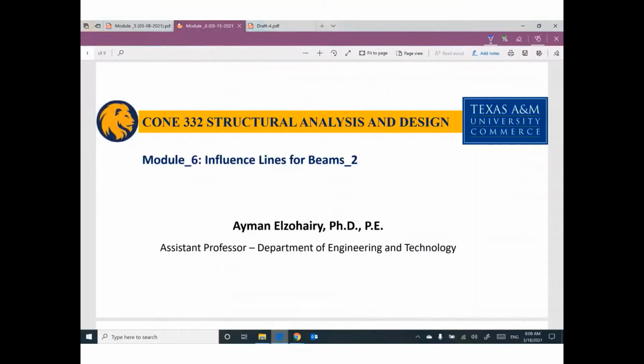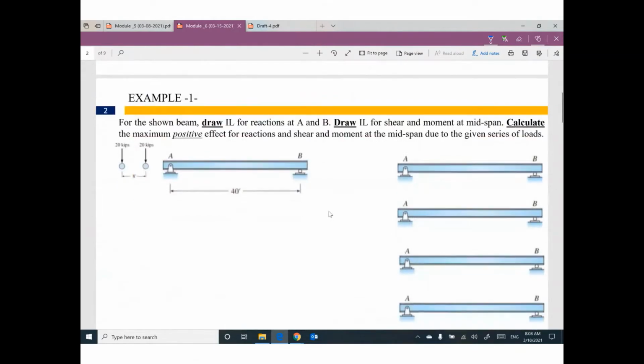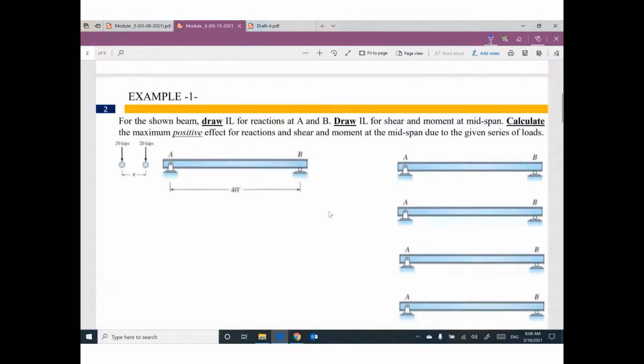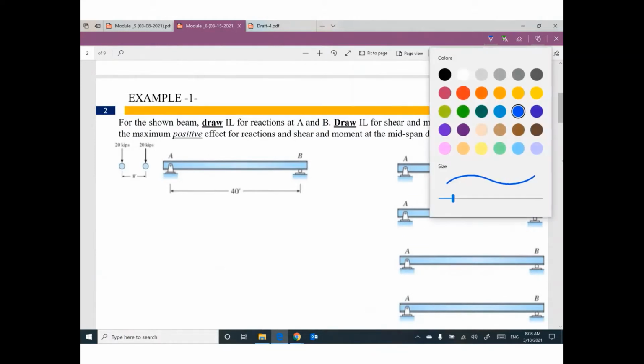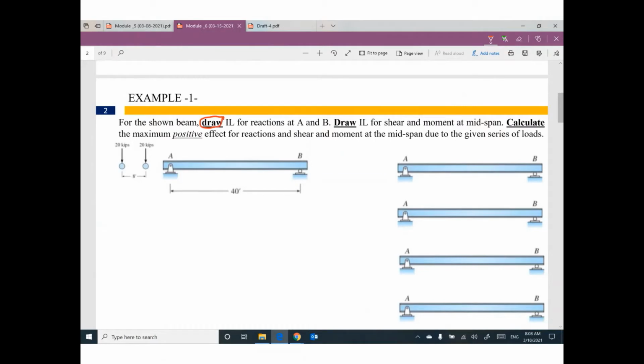So today I will solve the last example in this topic. This problem is a very easy one. We are looking to draw influence line for reactions at A and B. This is the first step.